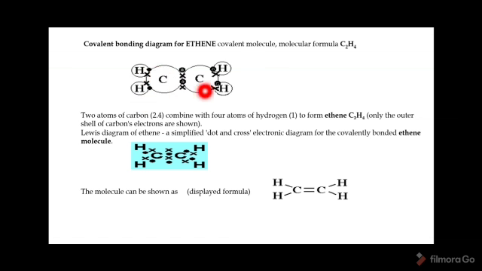2 atoms of carbon combine with 4 atoms of hydrogen to form ethene. The Lewis dot structure of ethene is this one, displayed as C double bond C, with single bond H on both sides of the carbon.